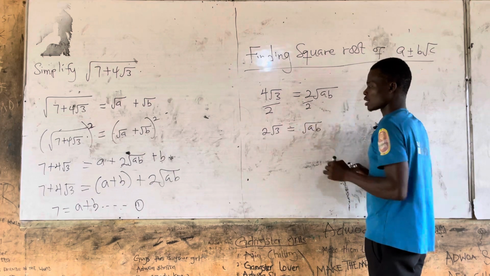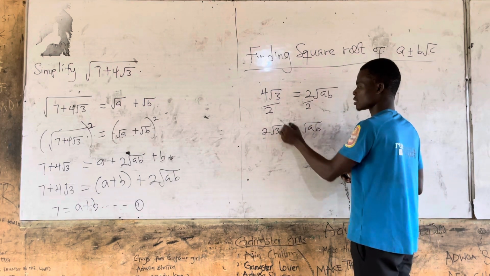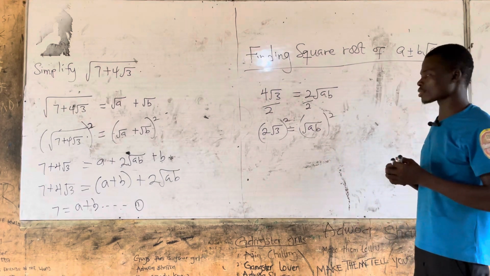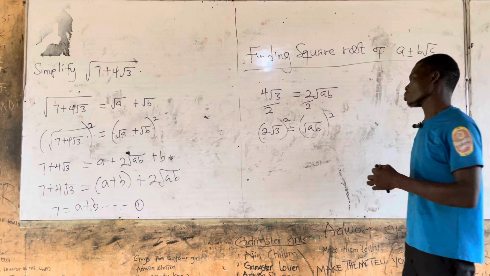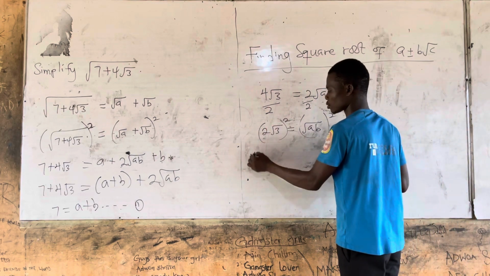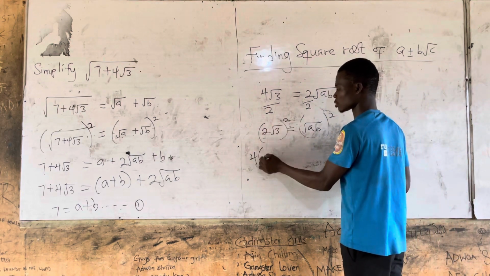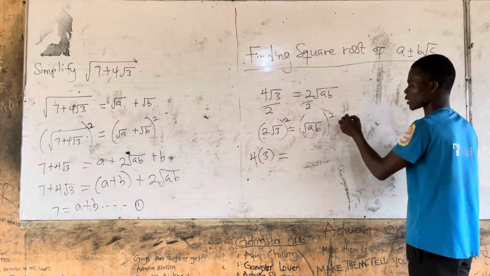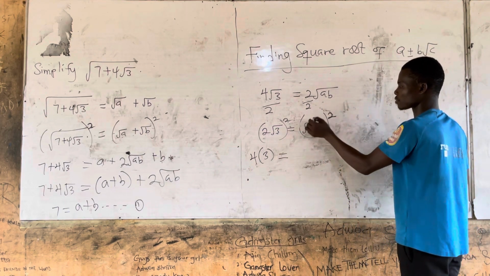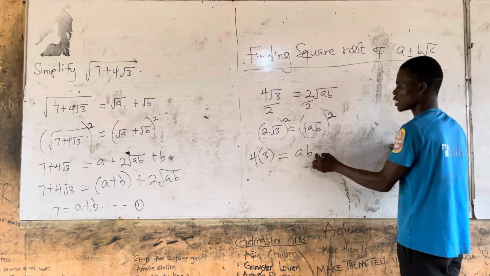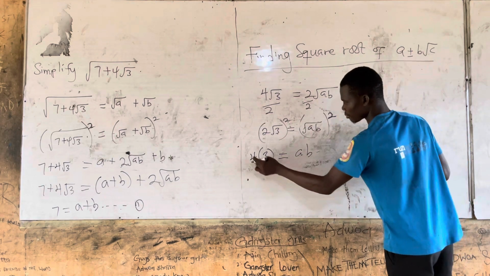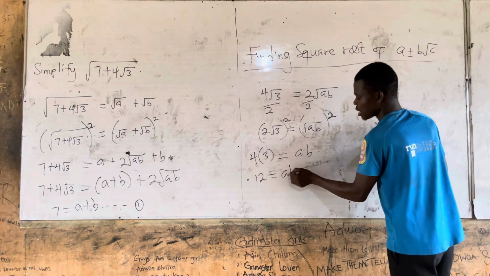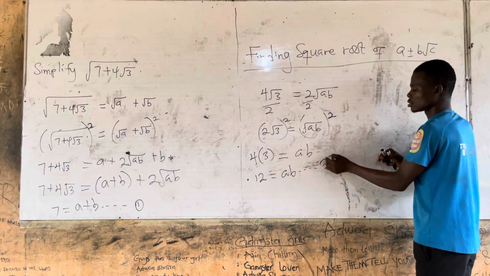ab. And when you square both sides to get rid of the square roots, 2 squared is 4. Root of 3 squared is what? 3, which is equal to root of ab all squared. The square will get rid of the root and get what? ab here. And let's further multiply this one. 4 times 3 is 12, equal to what? ab. Let's name this one as equation 2.